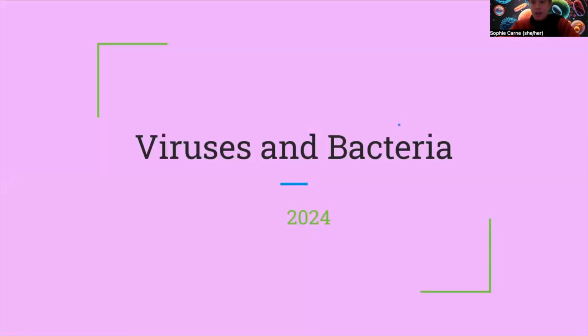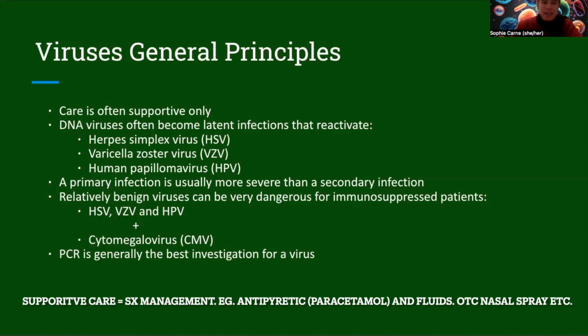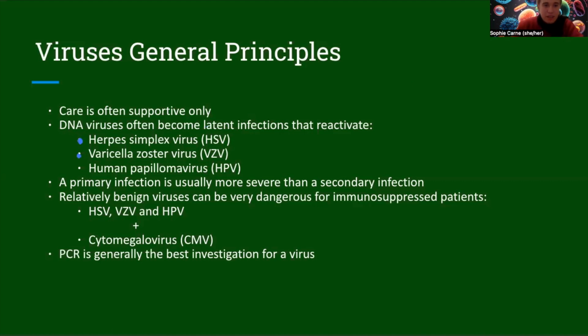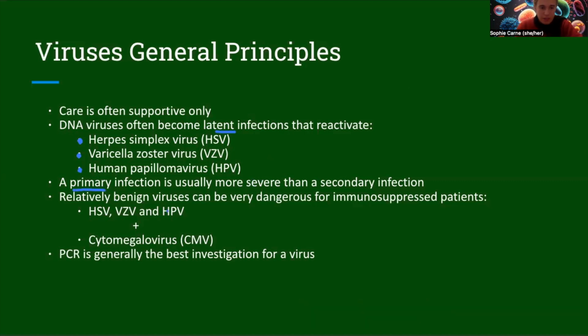So we'll start off with viruses. Some general principles: often care for viral infections is supportive only. DNA viruses, so herpes, varicella, HPV, often become latent infections that reactivate. Note that a primary infection is usually more severe than a secondary infection. Relatively benign viruses can be very dangerous for immunocompromised patients, including these ones. And lastly, PCR is generally the best investigation for a virus.